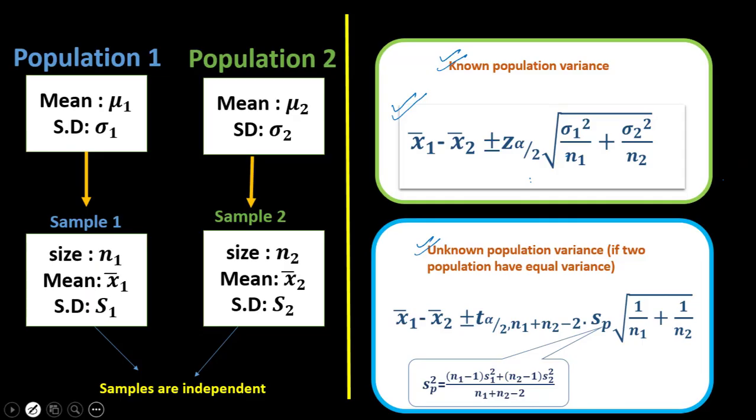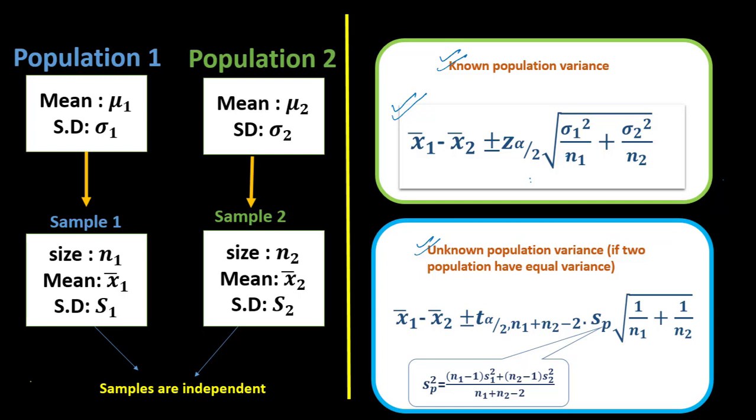Now I have written down, in case of known population variance, the range of the difference of population means. In case of unknown population variance, we use the t statistic, as we have seen when we calculated the confidence interval for the mean in which the population variance is not known. So here the same concept applies. Here also we use the t distribution, given that the two populations have equal variance.